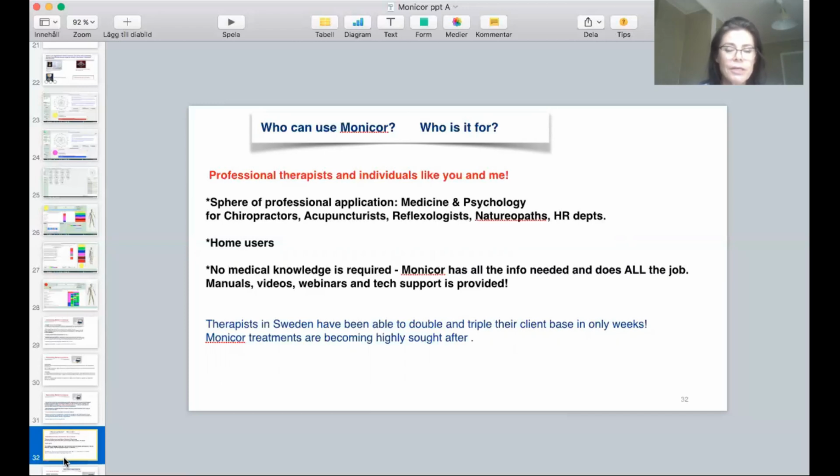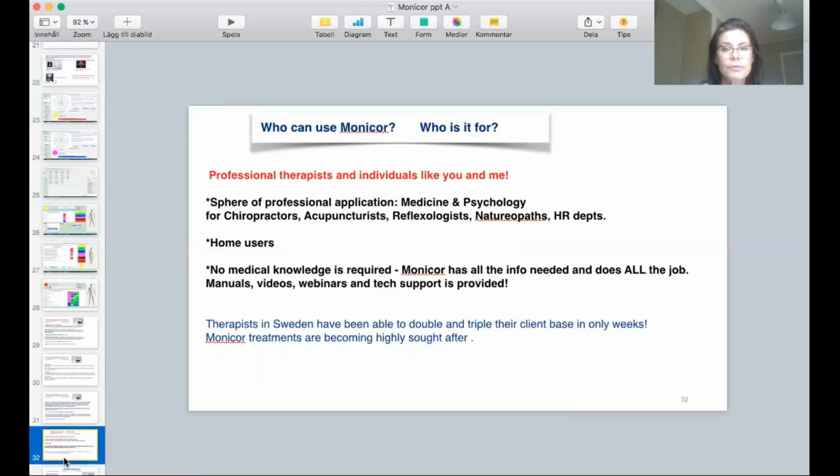And this system is really interesting for human resources departments because they can see, for example, if they have a job opening for a very demanding job, whether this person is mentally and emotionally fit for that job, and if the person is close to a nervous breakdown. So it can be very helpful for psychologists as well. For home users like you and me, it's a wonderful, easy to use tool.